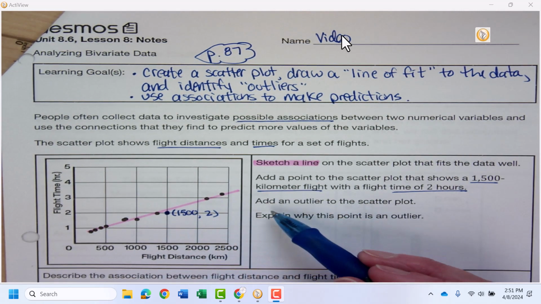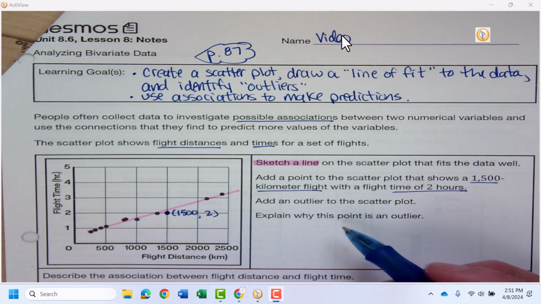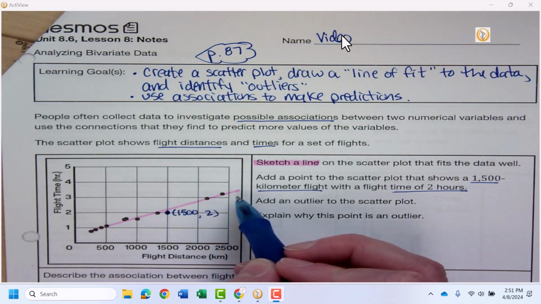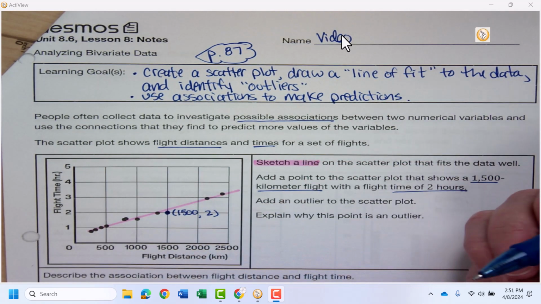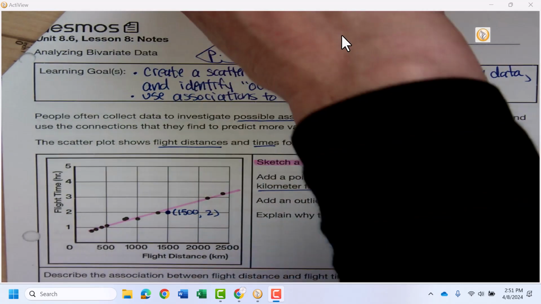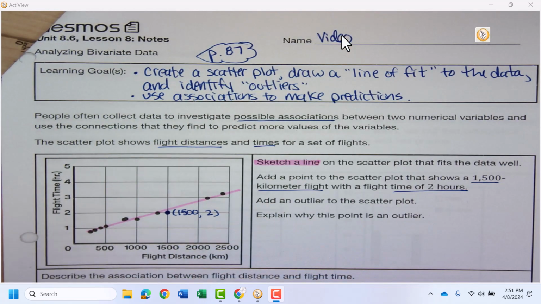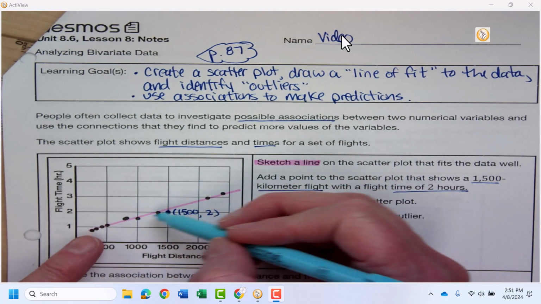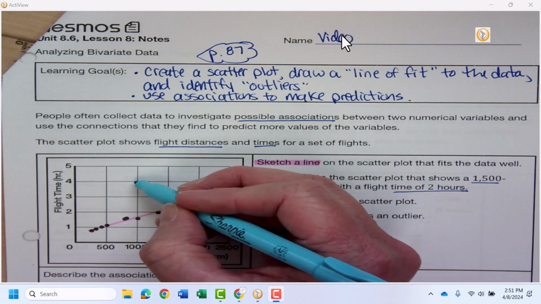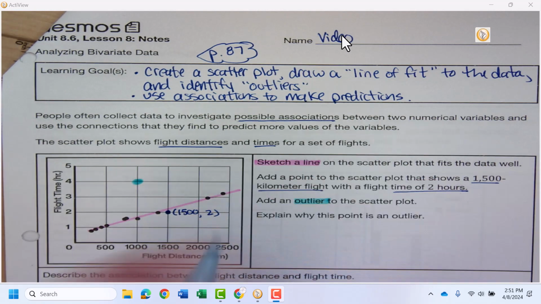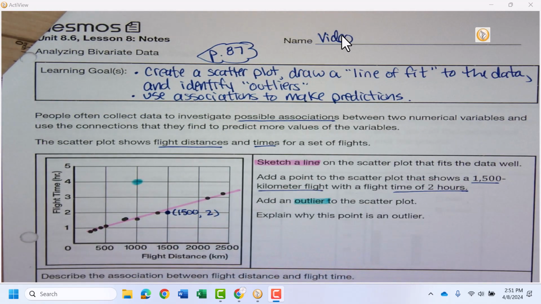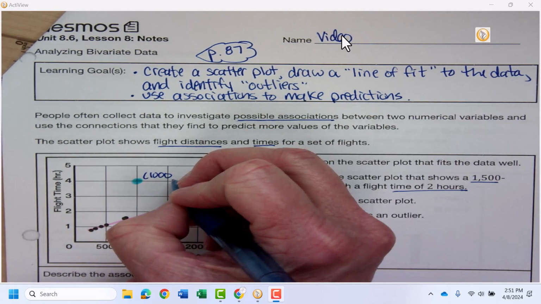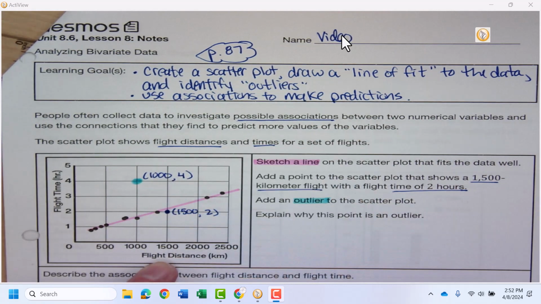The third thing we're asked to do is add an outlier to the scatter plot. So we have a lot of planes that really fall in line. Anything that's far above or far below this line, far away from the other data points, is going to be called an outlier. So I'm going to do an outlier in blue here. As long as your outlier doesn't fall in line with these others, you did it right. I am going to put a point right there at the point (1000, 4). So my flight distance is 1,000 kilometers, and it's 4 hours.